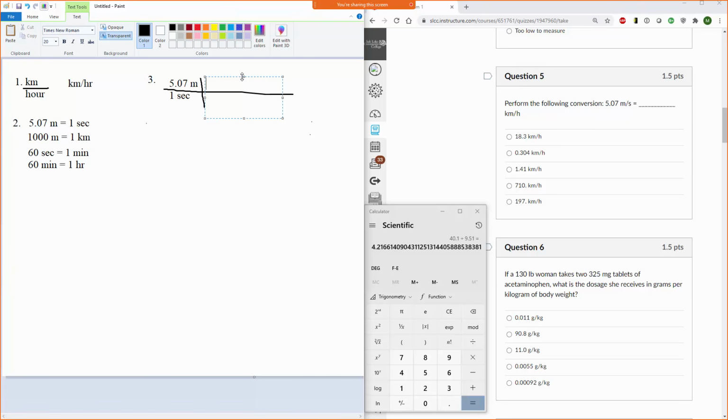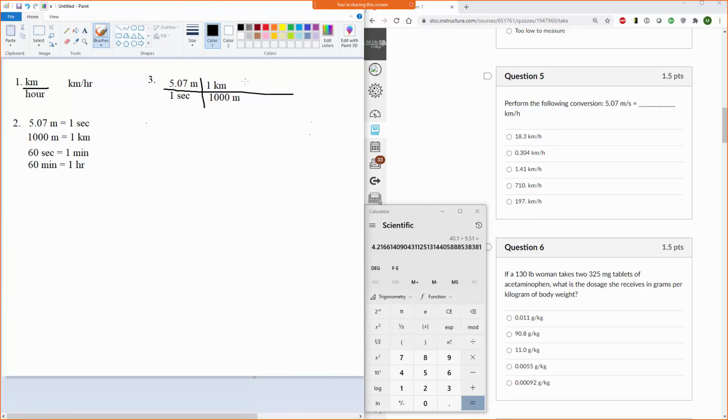So when I do meters to kilometers, what goes on top and what goes on bottom? Kilometers needs to go on top. Okay. 1 kilometer in every 1,000 meters, using this second one that was given right there. Okay. Excellent. So I've used this guy and I've used this guy. All right, what should I do next?